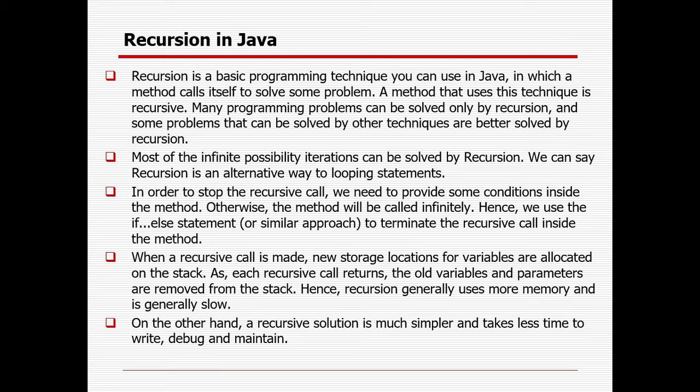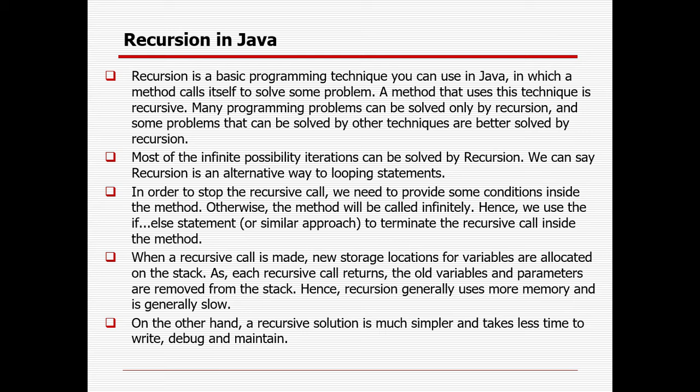When a recursive call is made, new storage locations for variables are allocated on the stack. As each recursive call returns, the old variables and parameters are removed from the stack. Hence, recursion generally uses more memory and is comparatively slower than other programs. On the other hand, a recursive solution is much simpler and takes less time to write, debug and maintain. So those are the important features of recursion in Java.